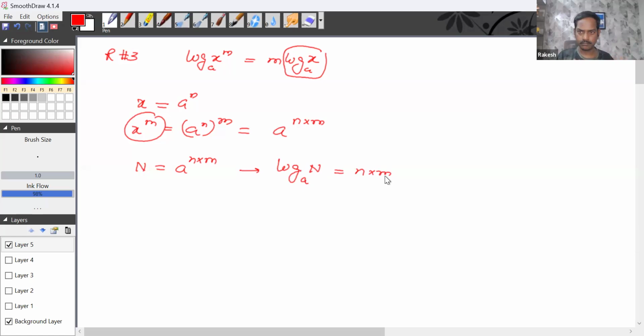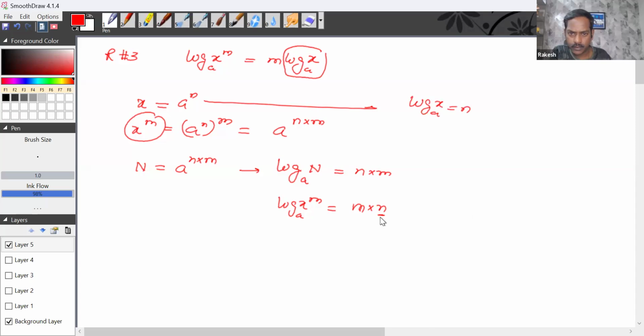You can just check on your own. I'm replacing N with x to the power m. So log of x to the power m with base a is nothing but n into m. Or I can write it as m into n also, right? Now what is n? If this is given, can I say log of x with base a is nothing but equal to n? So we can replace it here. So this is nothing but m into log of x with base a.